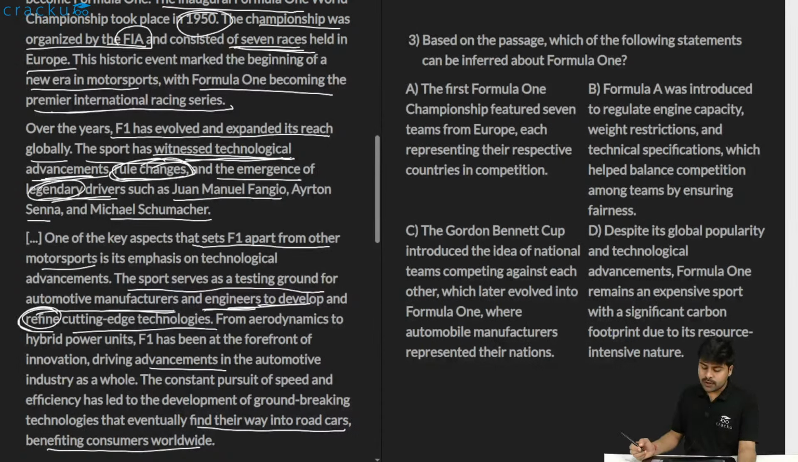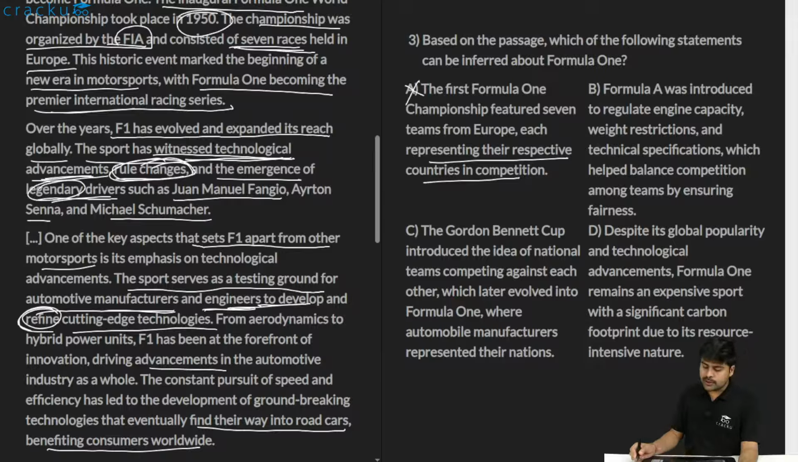Based on the passage, which of the following statements can be inferred about Formula One? So there are 4 statements given. One of them is true about Formula One, but the other 3 are not true. A lot of you answered this incorrectly. Let's see why. The first Formula One championship featured 7 teams from Europe, each representing their respective countries in competition. Well, that is incorrect. There were 7 races that were held in Europe. We can't really say that there were 7 teams that represented their countries. It is slightly using the keywords and trying to confuse you if you don't really remember what you just read, right?